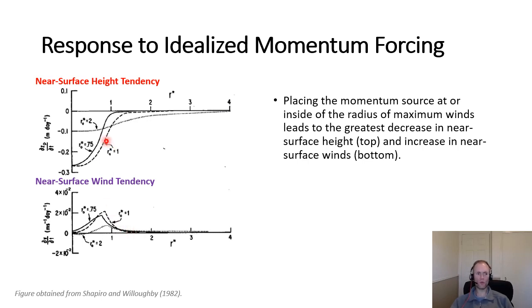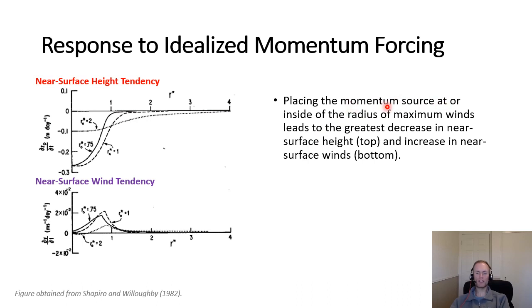R star equals 1 versus R star equals 2 is very similar to each other, just that the response for R star, or sorry, 0.75 versus 1. It's just that the response for 0.75 is found somewhat inward of that for both height and wind. The peak of the solid line is somewhat further to the left on the diagram, so at a smaller radius than it is for the dashed line for placing it at r star equals 1.